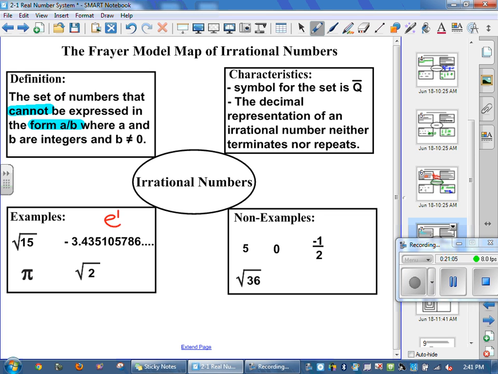Non-examples. Where would you not find numbers in this category? Well, this category is actually a pretty small category. It doesn't have a ton of numbers in it. Well, it sort of does. It has all the non-perfect squares. So what won't you find? You won't find a perfect square there. You're not going to find 0. You're not going to find natural numbers. And you're not going to find fractions.